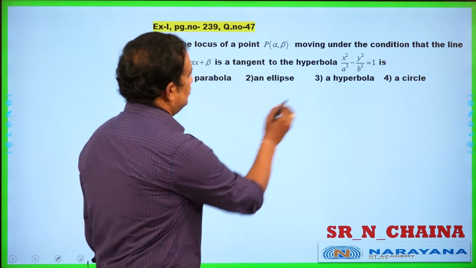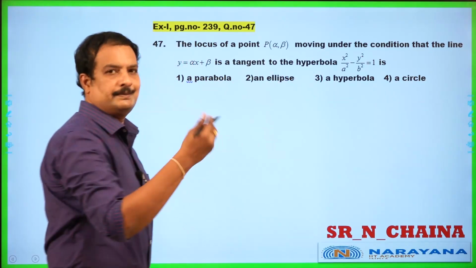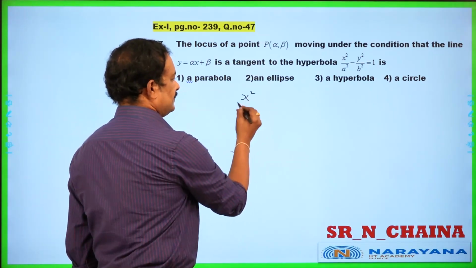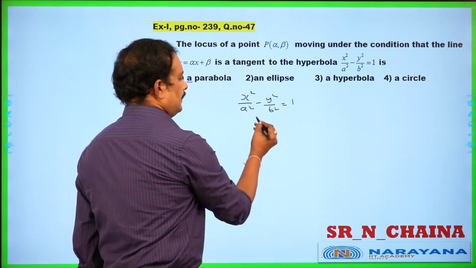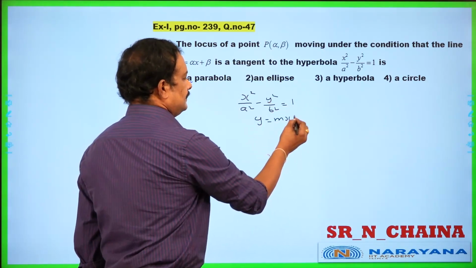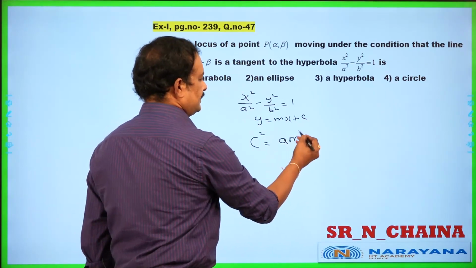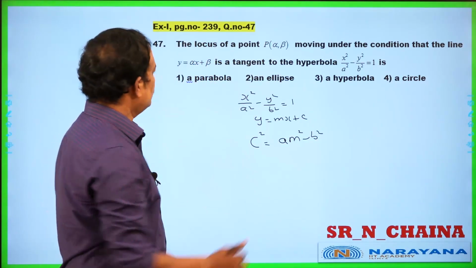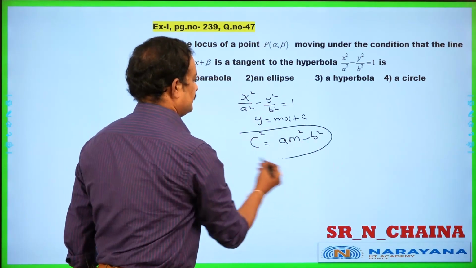So in this case, you take the hyperbola and the line. This is already in the form of y equal to mx plus c. So what is the condition of tangency? When the hyperbola is x square by a square minus y square by b square equal to 1 and the line is y equal to mx plus c, the condition of tangency is c square equal to a square m square minus b square. So we can just apply that condition. This is the formula we are going to apply.